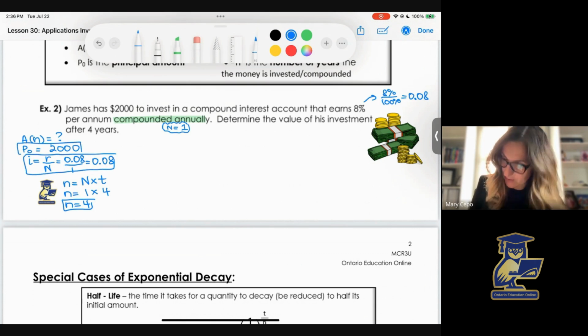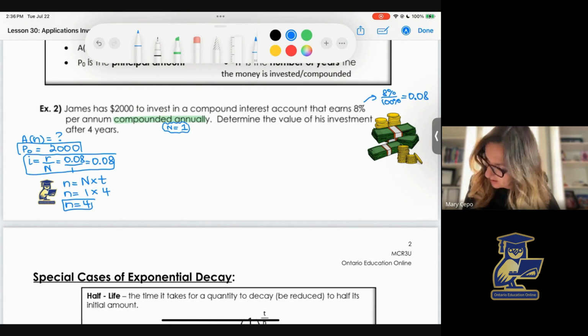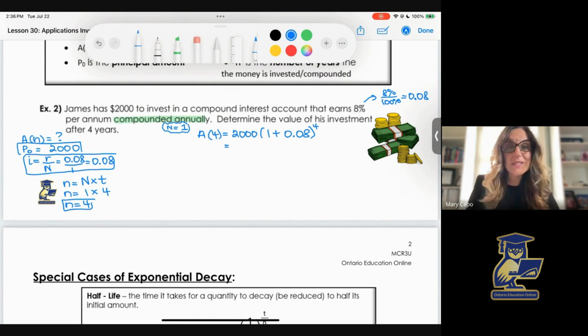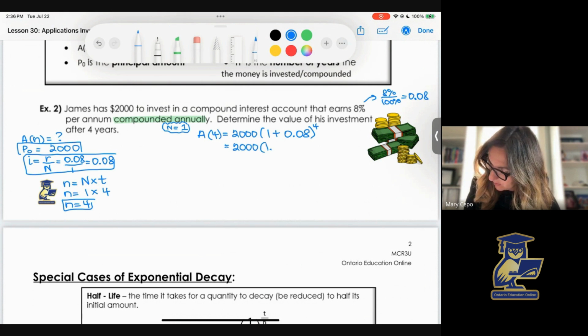Okay. So now substituting into our formula, A at 4 is equal to the initial amount of 2,000 times 1 plus my i, which is 0.08, all to the exponent of n, which is 4. Again, always following BEDMAS, brackets first. So we're going to take 2,000, 1 plus 0.08 is 1.08, all to the power of 4. Next would be exponents.